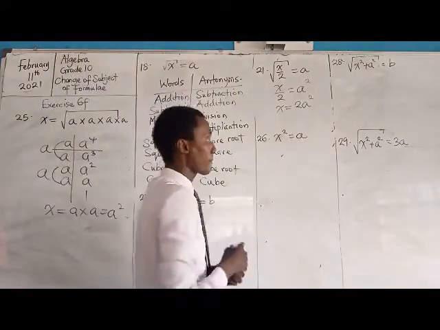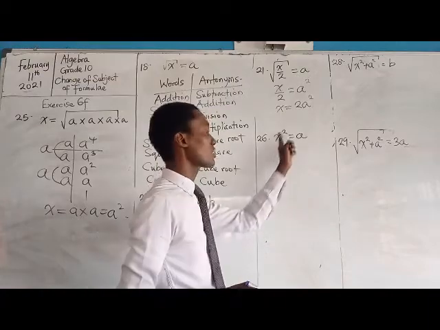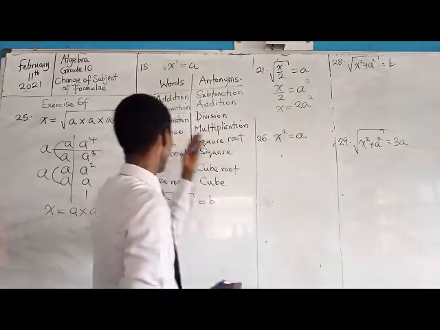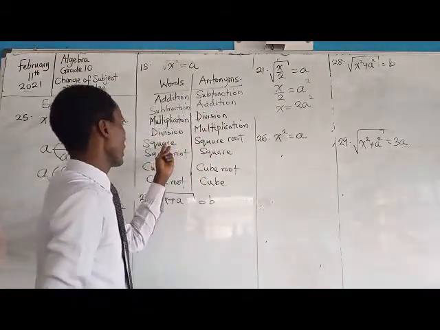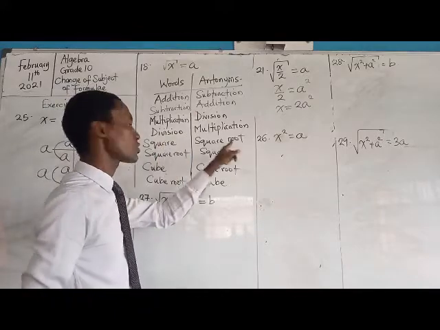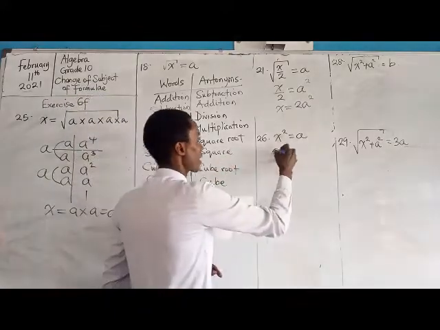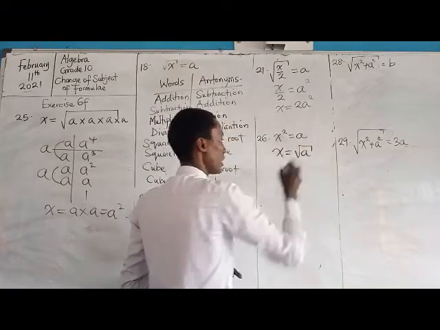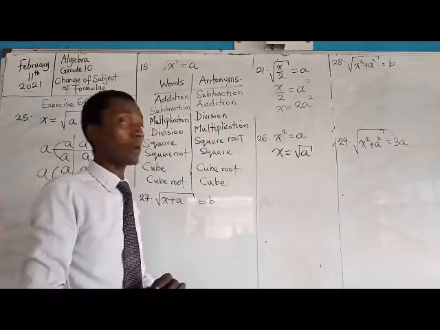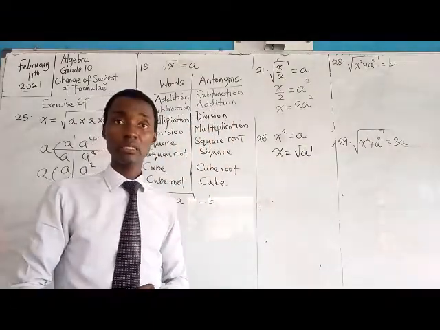Now here is a very straightforward one. It's just a direct transfer. If you look at what we have, the antonym of square is what? Square root. So that means x is simply what? The square root of what? A. And that takes care of question number 26.